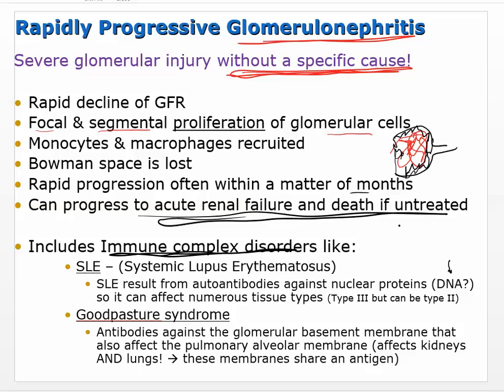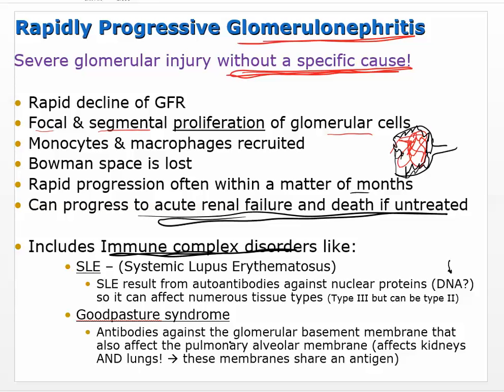The monocytes move in, turn into macrophages, and then you have this sort of inflammatory response, and white blood cells are moving in. You have this occlusion, and everything moves into the extracellular space, and you lose that Bowman's capsule space. Okay, so it can affect numerous tissue types. So that's SLE, or systemic lupus erythematosus.